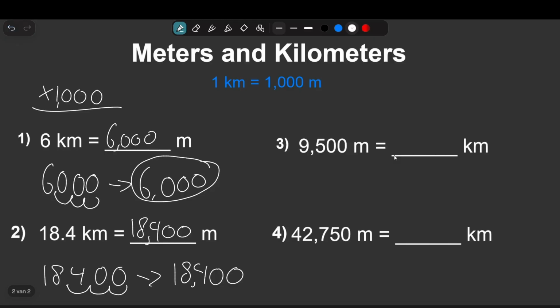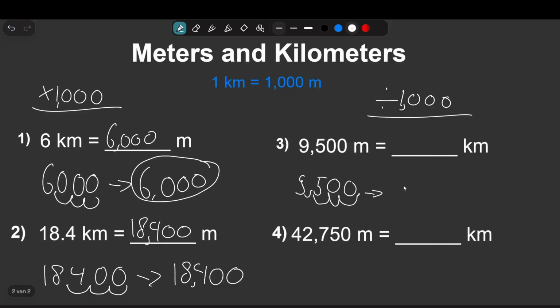Let's go to the third example of 9,500 meters is how much kilometers. So what we're going to do again is look if we're going to a bigger or smaller unit. Well, in this case, we're going to kilometers from meters, so we are going to a bigger unit, and this means we have to divide by 1,000. So when we're dividing by 1,000, the decimal moves to the left 3 spaces. So let's write this over here and move our decimal to the left 3 times. So we're going to do 1, 2, and 3.